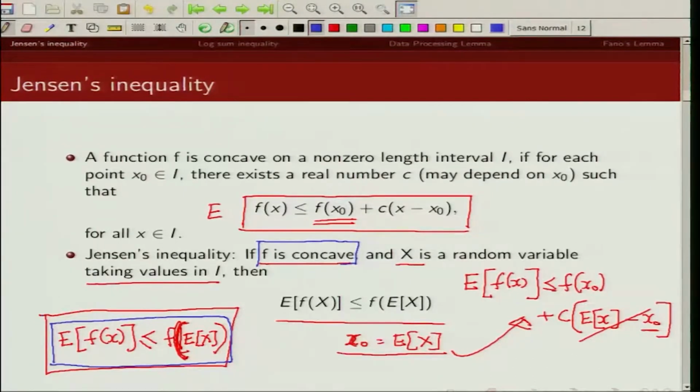Now, similarly, if the function f is convex, we can show that the expected value of f of x will be greater than or equal to the function evaluated at the expected value of x. The proof is very similar to how we proved it, starting from this result. Okay, so this is our Jensen's inequality.